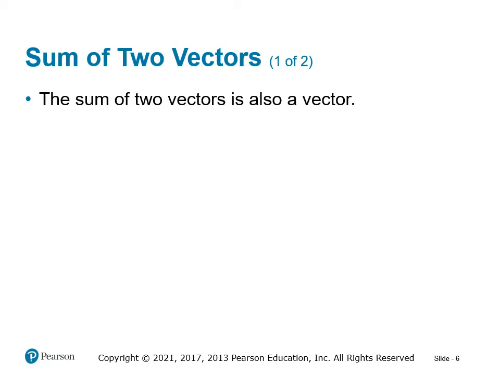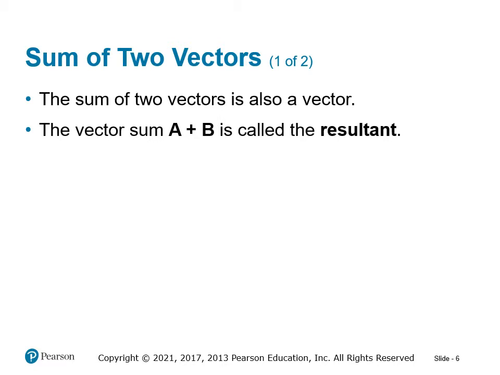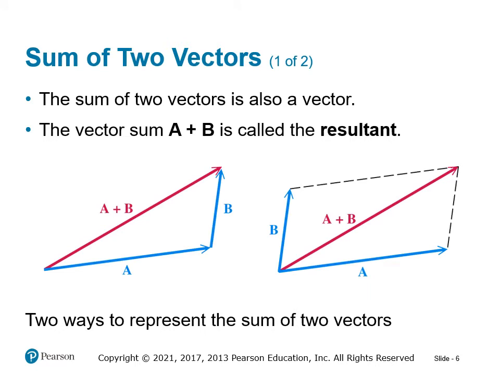The sum of two vectors is also a vector if we add two vectors together. And that vector sum, for example, vector A plus vector B, would end in what's called the resultant vector. There's two ways to do this. If we're trying to add vector A and vector B, you can put the beginning of vector B at the end of vector A, and then the vector that connects the beginning of the first vector and the end of the second vector is that resultant vector.